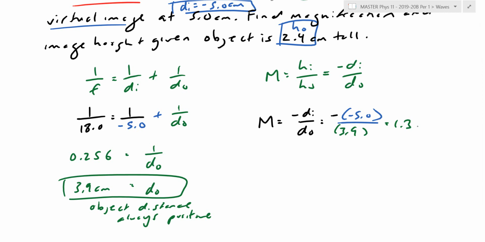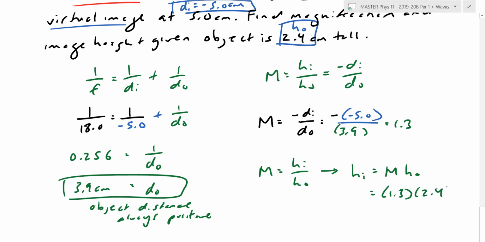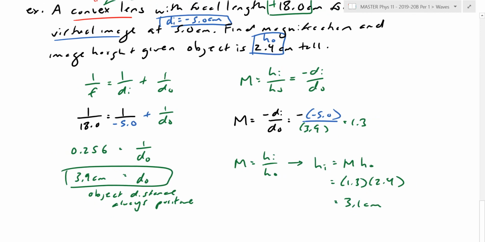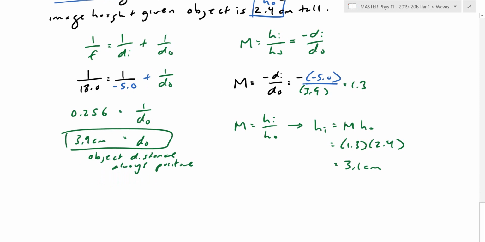Because I was given the height as well, I can now use this magnification. I can use magnification as hi over ho. I can rearrange that, if you like, to find the height of the image. It's just the magnification times the height of the object. So this is going to be 1.3. The object they gave me was 2.4 centimeters tall. Magnification has no units. If you have the unrounded number, even better. 1.3 times 2.4, give or take a little bit of rounding, I'm getting 3.1 centimeters. Right? So I just wanted to show you in this lesson that everything is consistent with what we've been learning.